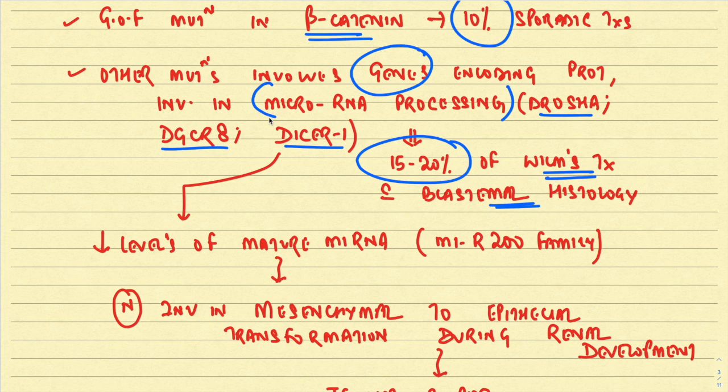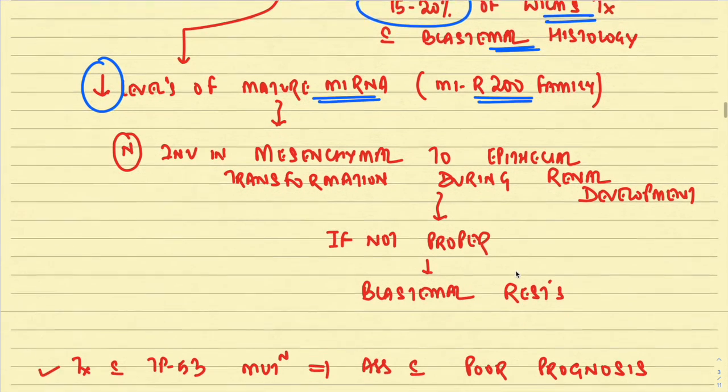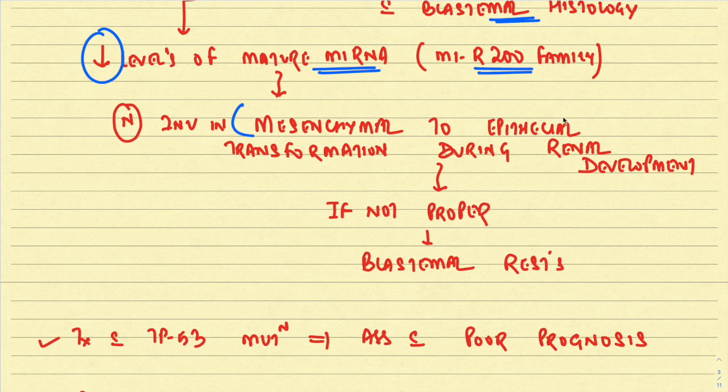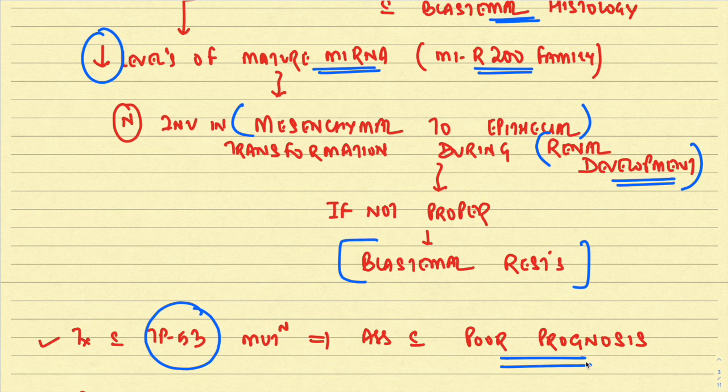Basically, because of mutations in these genes, there will be a decrease in the level of mature microRNA, especially the microRNA 200 family. Normally, these microRNAs are involved in mesenchymal to epithelial transformation during renal morphogenesis, or renal development. If there is a mutation leading to a decreased amount of microRNA, what will happen? There will be persistence of the primitive nephrogenic rest, also called the blastemal rest. Now, tumors having TP53 mutation are associated with a poor prognosis, as well as with anaplasia.